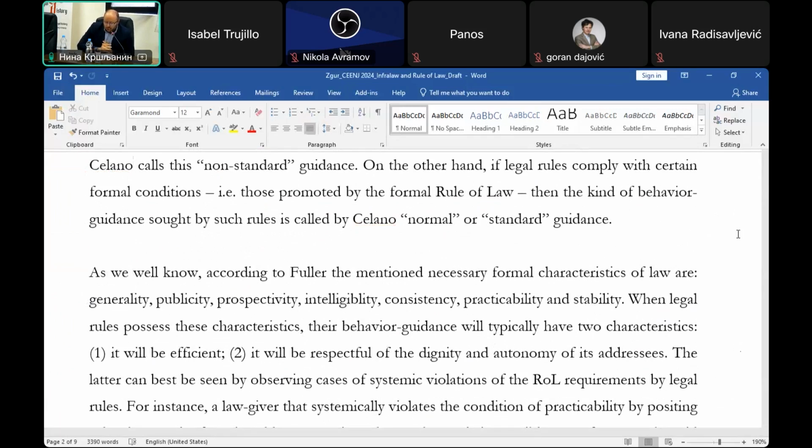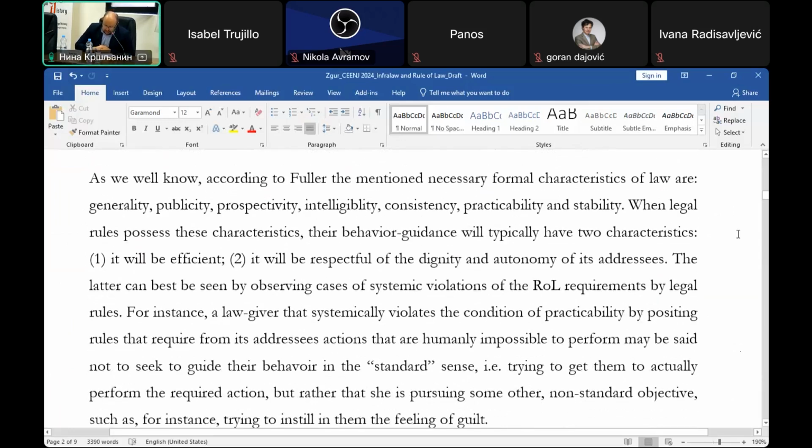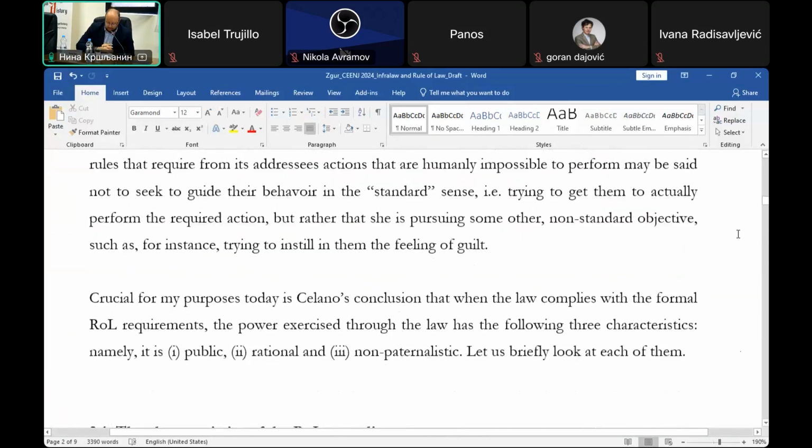Now, as we well know, according to Fuller, the mentioned necessary formal characteristics of law are generality, publicity, prospectivity, and so on. Now, when legal rules possess these characteristics, their behavior guidance will typically have two characteristics. First, it will be efficient, and second, it will be respectful of the dignity and autonomy of its adversaries. Now, crucial for my purpose today is Celano's conclusion that when the law complies with these characteristics, the power that is exercised through law has the following characteristics, as mentioned: publicity, rationality, and non-paternalism. Now, let's look at them briefly.